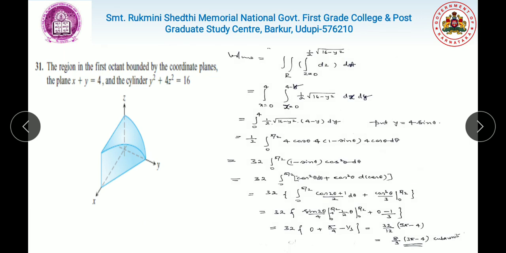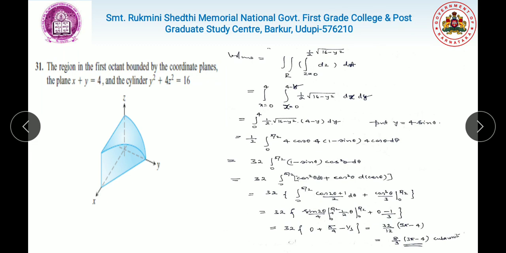For a fixed point in the projection, z varies from lower limit 0 to the upper limit. The upper limit is from this cylinder. Solving for z, it is 1 by 2 times square root of 16 minus y square. Then cover the region R in terms of the variables x and y in any order. Here we have covered in terms of x first and then with respect to y. So when you integrate with respect to z, it is half of square root of 16 minus y square. Then with respect to x, this is a constant, so the upper limit is 4 minus y.